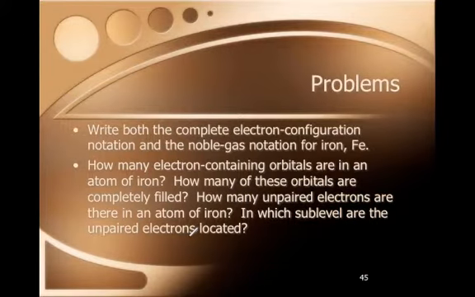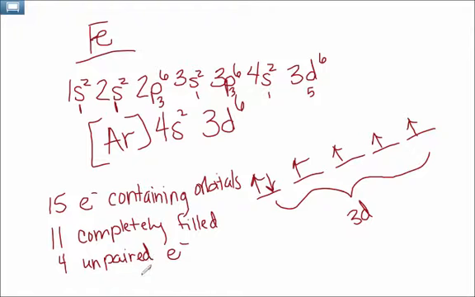And in which sublevel are the unpaired electrons located? 3d. Now, the unpaired electrons are what are going to be important in bonding. When we get to bonding next chapter, those are the electrons that are going to be involved in chemical bonds. They're either going to pair up by gaining electrons, or they're going to share with another atom and form covalent bonds.